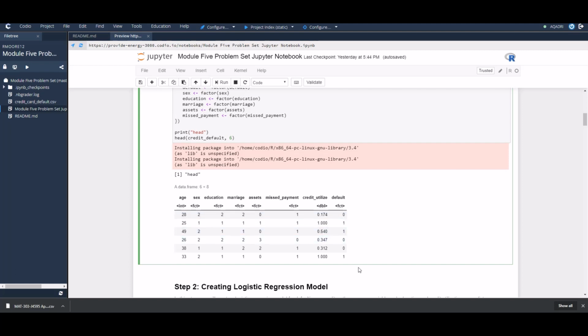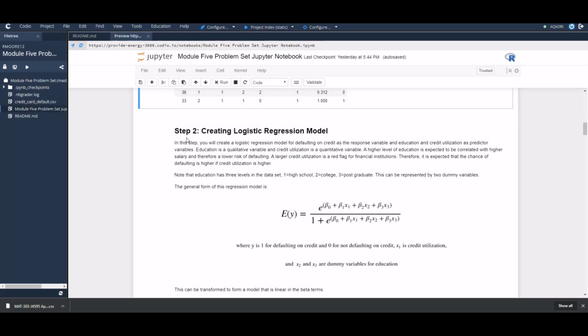Let's now see in step two how we can create a logistic regression model for defaulting on a loan. Step two is where we will create the logistic regression model for defaulting on credit. That is our response variable, and it takes values of 0 or 1, where 1 means having defaulted on credit, and 0 means did not default on credit. And the predictors are education and credit utilization.